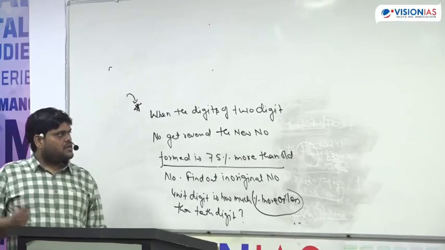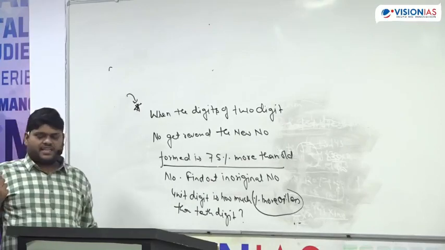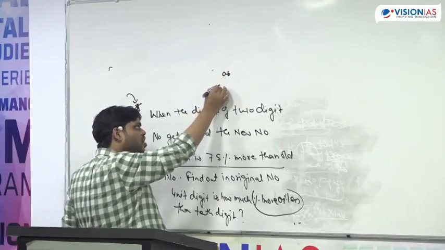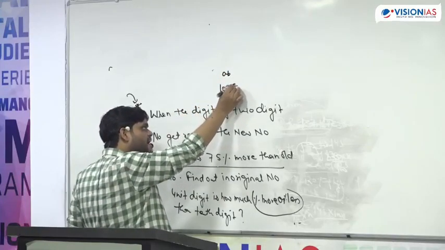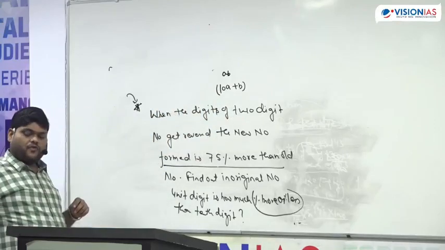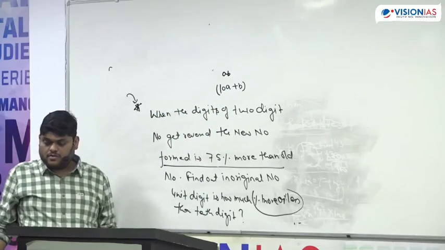What is the question? When the digit of a two-digit number, so if the number is AB, how will we take it? 10A plus B.